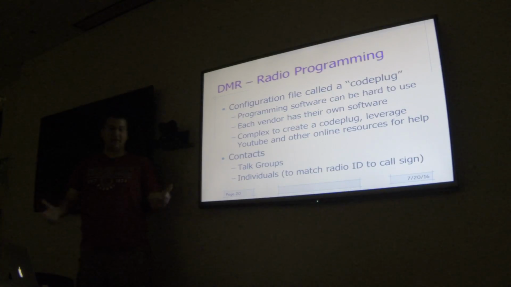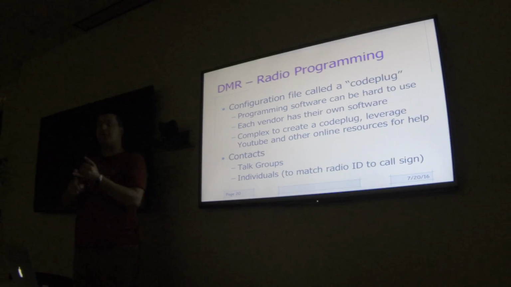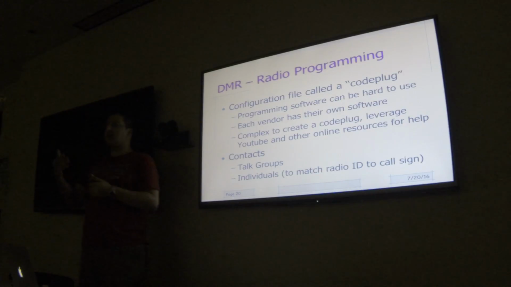So when you program these radios, you have to add a few things. The first one is your contacts. And your contacts are both talk groups as well as other people's radios. Because you identify as a number, if I was to call Bob, I would not know that it's Bob. I would just see his number flash across the screen. I can make it so I can see Bob's name and his call sign.